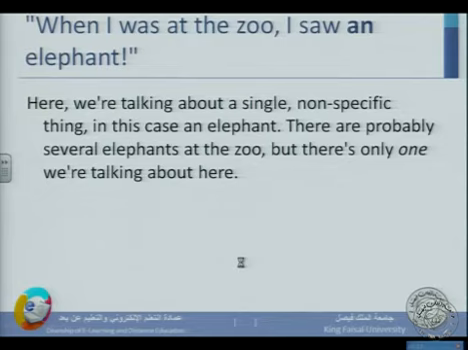Another example: when I was at the zoo, I saw an elephant. Here we're talking about a single non-specific thing, in this case an elephant. We're talking about any kind of elephant. There's no specific one. There are probably several elephants in the zoo, but there is only one we are talking about here. Okay?